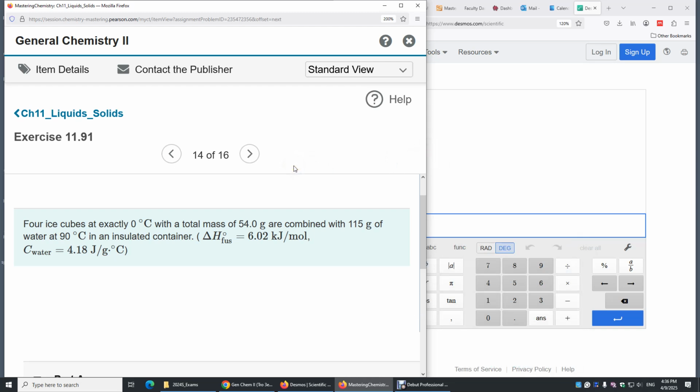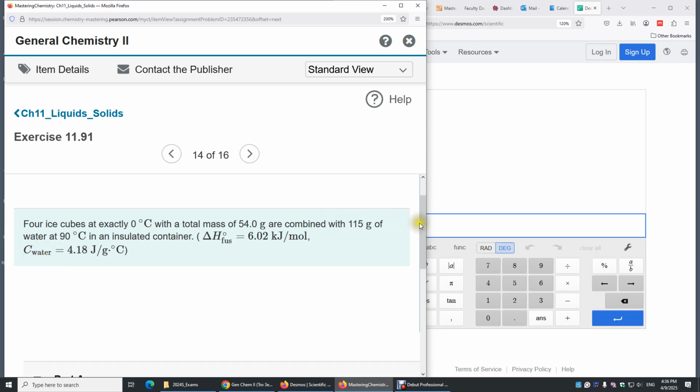Chapter 11, Liquids and Solids. Exercise 11.91. 4 ice cubes at 0 degrees Celsius with a total mass of 54 grams are combined with 115 grams of water at 90 degrees. We have enthalpy of fusion 6.02 kilojoule per mole, and the specific heat capacity of water, so supposedly it should be C sub S.